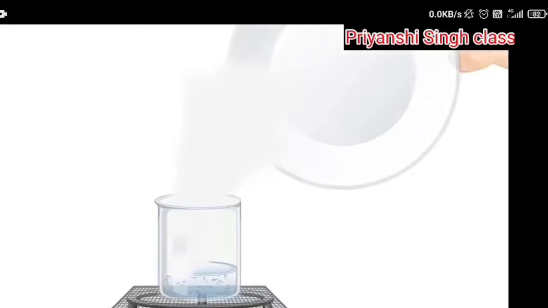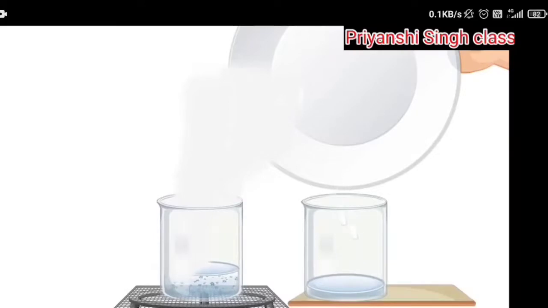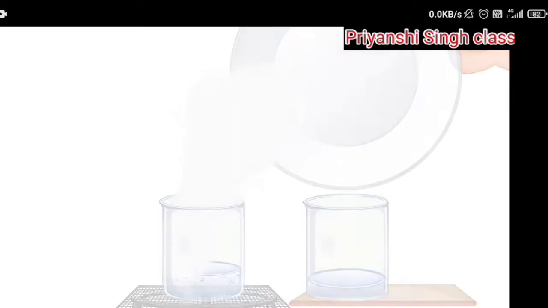As the water is becoming hotter, warmer, what is happening? The water is converted into its gaseous state. Now we have kept one plate. Due to that plate, the water vapor which is forming is condensing over here and it is falling in the next beaker. So now the water vapor is again getting converted into liquid water, the gaseous water is converted into liquid water.